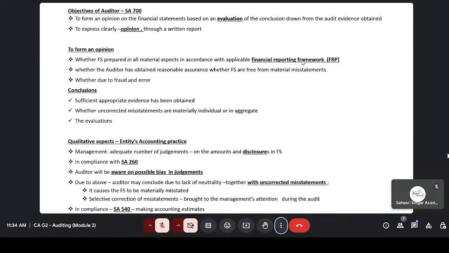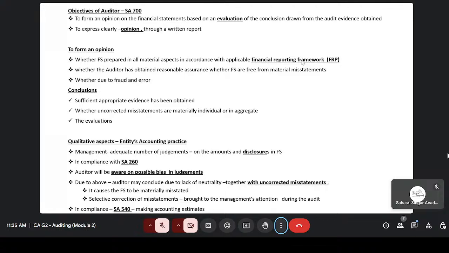It's our duty. Now, to form an opinion, first of all, the FS is prepared by the management only. So when they prepare it, in all material respects, in accordance with the financial reporting framework, there is a most important nomenclature word, FRF, because we prepare the financials in accordance with the applicable financial reporting framework. There is a skeleton, schedules are there. You have to follow that.